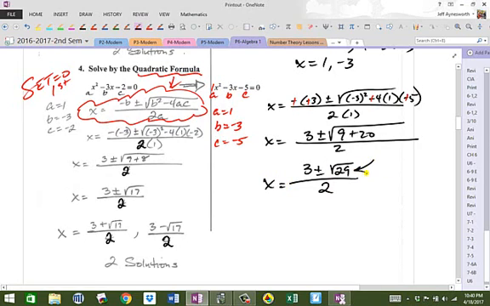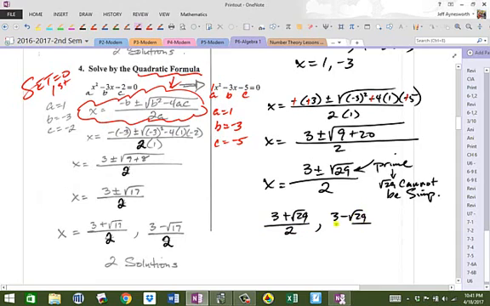And because this right here is a prime number, it cannot be simplified. So root 29 cannot be simplified. Why? Because it's prime. So you have two results: 3 plus root 29 divided by 2, and 3 minus root 29 divided by 2. Once again, two solutions.